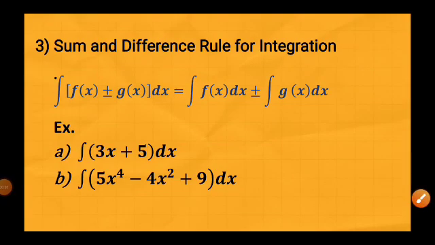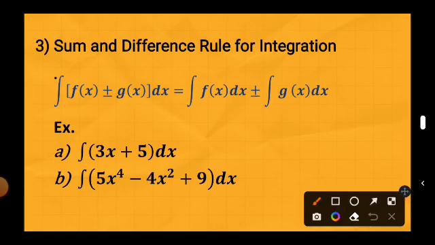Another basic rule for integration or anti-differentiation is the sum and difference rule. In this rule, the integration is expressed as the indefinite integral of function f of x plus or minus the function g of x dx, which is equal to the indefinite integral of f of x dx plus or minus the indefinite integral of g of x dx.